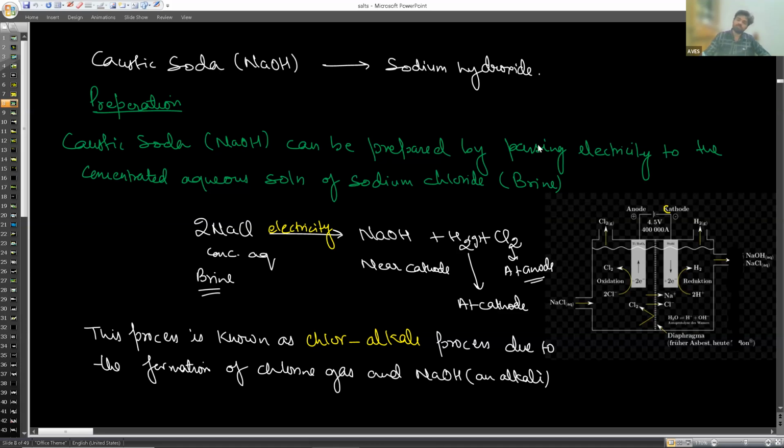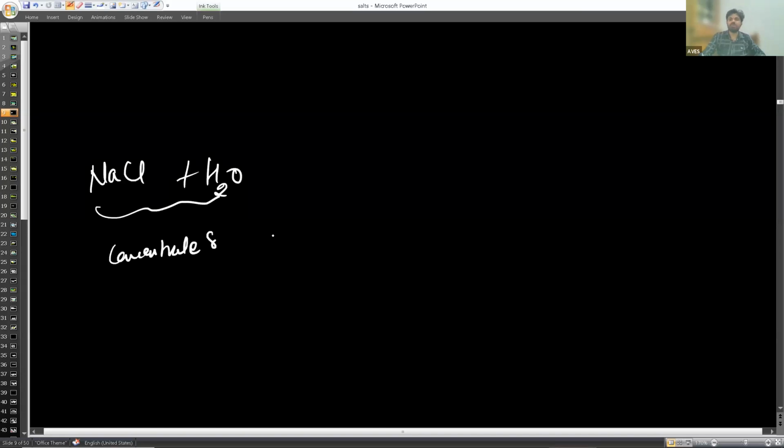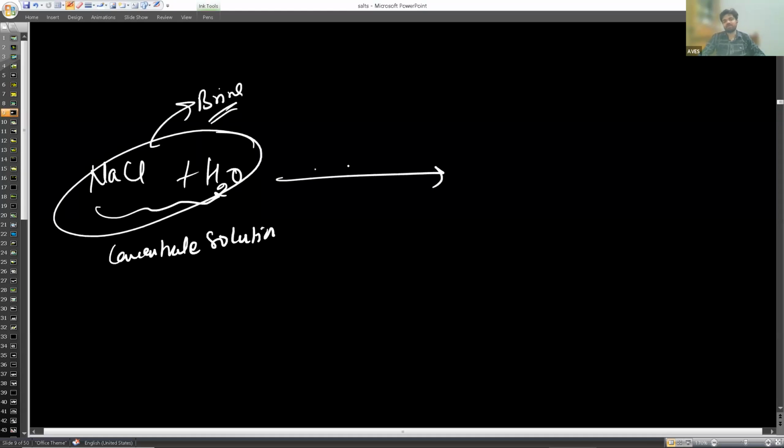So how is it prepared? Let me explain. For example, you take sodium chloride, NaCl, in a concentrated solution, which means you keep on mixing salt until the situation comes that no more salt can be added. The solution of sodium chloride in water is given a special name, that is called brine.